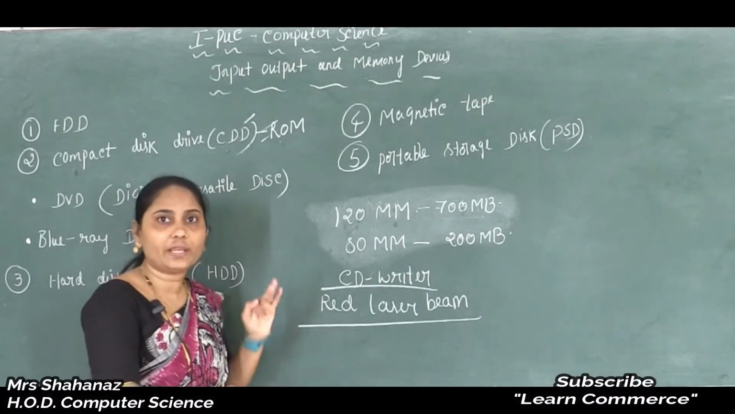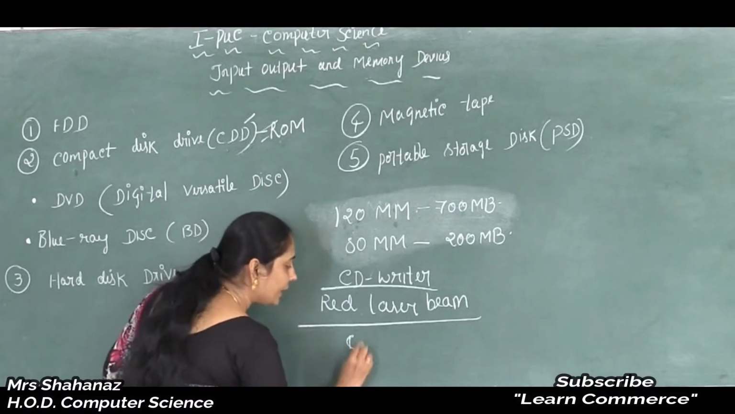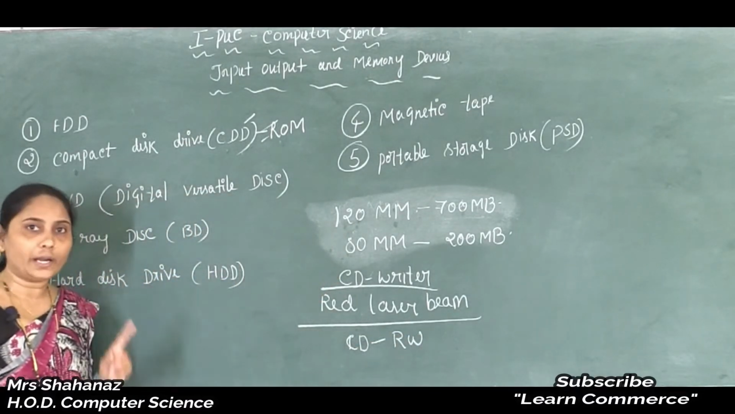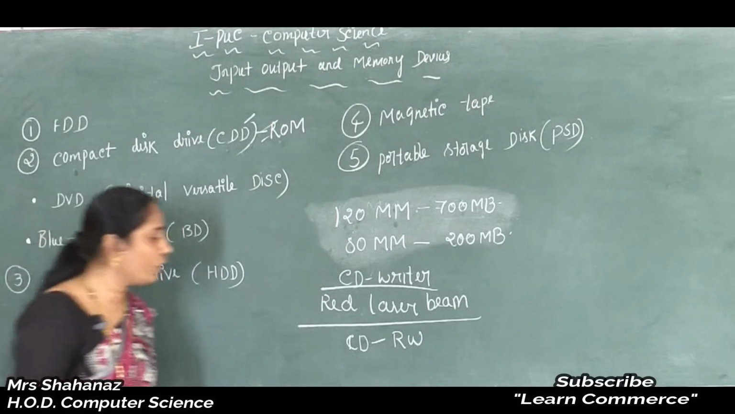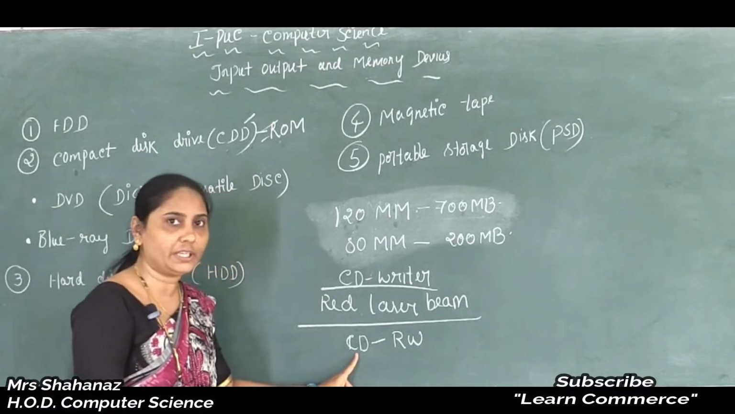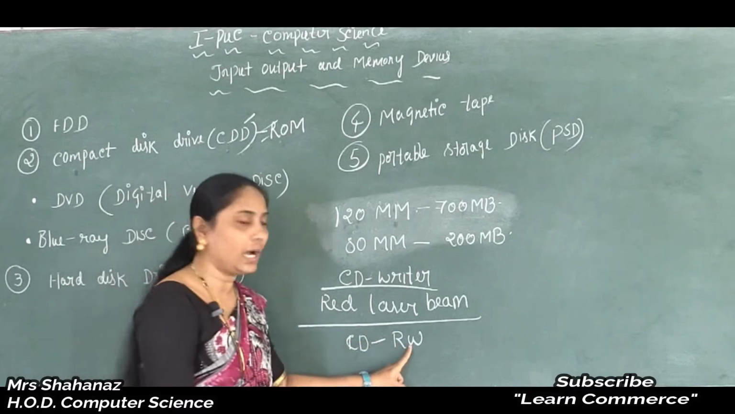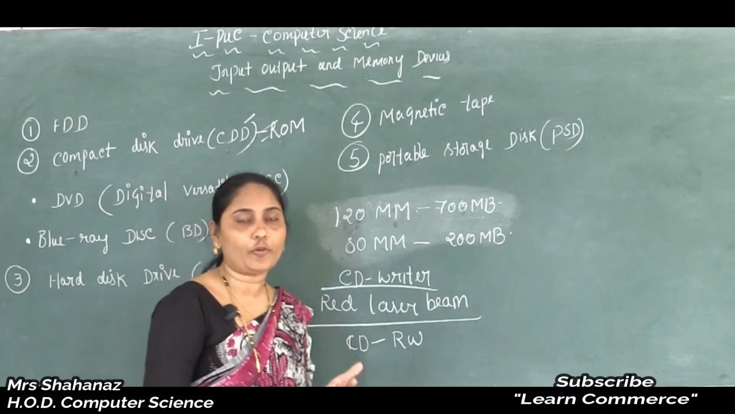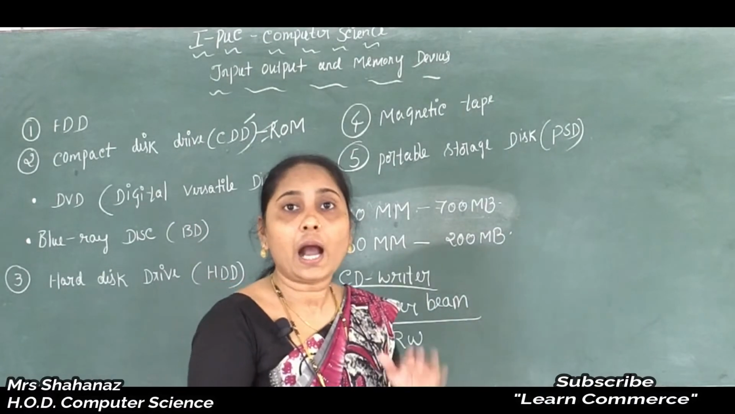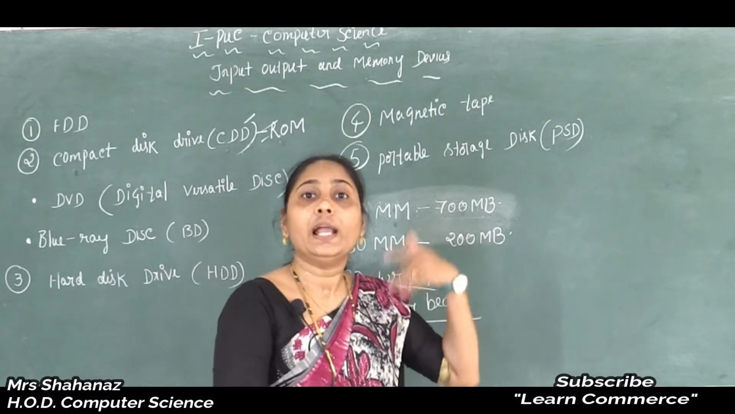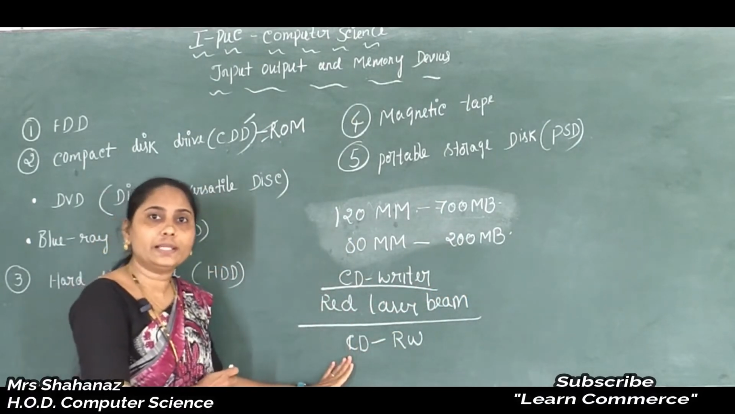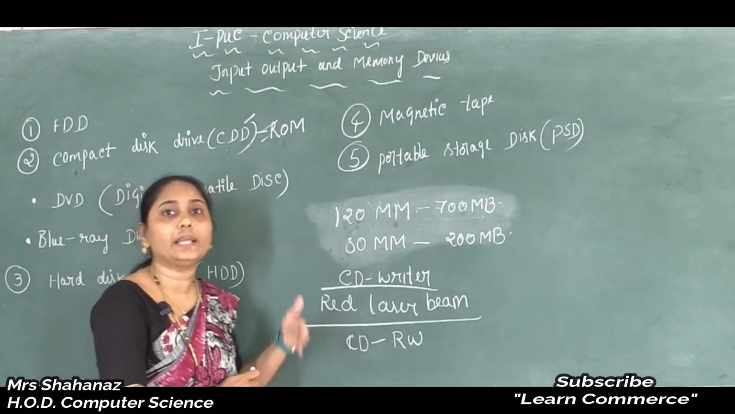But nowadays we have the CD rewritable. Clear this point here? The full form of the RW CD: we know the full form of the CD is compact disc, and the RW full form is rewritable. That means if you want to write information again after erasing any information, nowadays we have the CD rewritable. That means we can write any information.